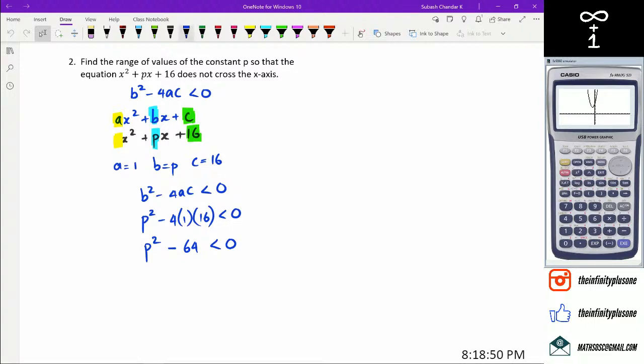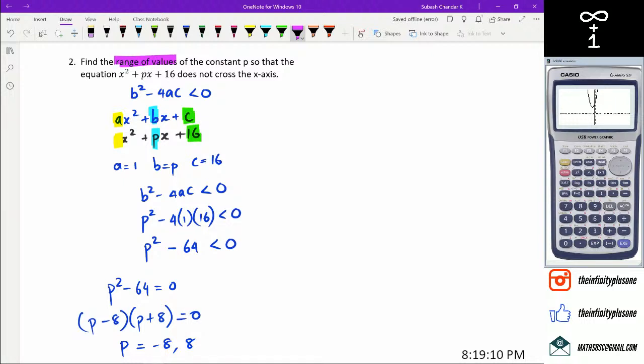But basically, what we've got here is we do it like normal. So we put down p squared minus 64 is equal to 0, which means we've got p minus 8, p plus 8 equals 0. So we can say that p equals negative 8 and positive 8. But the problem is, if you go back to the question, it actually says the range of values. So what does that actually mean?